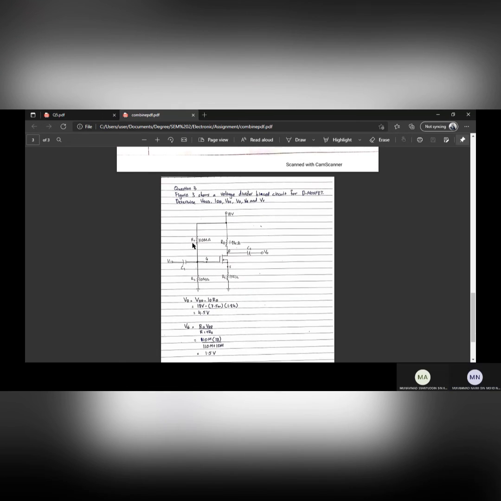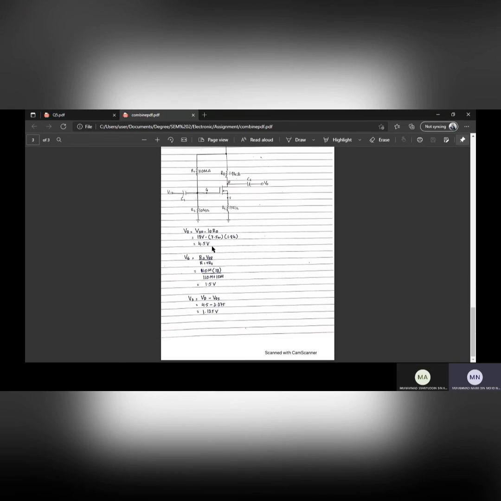Now I will explain the values for VD, VG and VS. Okay, for VD, it is equal to VDD minus ID times RD. VDD, like we know before this, is equal to 18 volt minus ID, which is 7.5 milliamp, times RD, which is 1.8 kilo. So the value for VD is 4.5 volt.